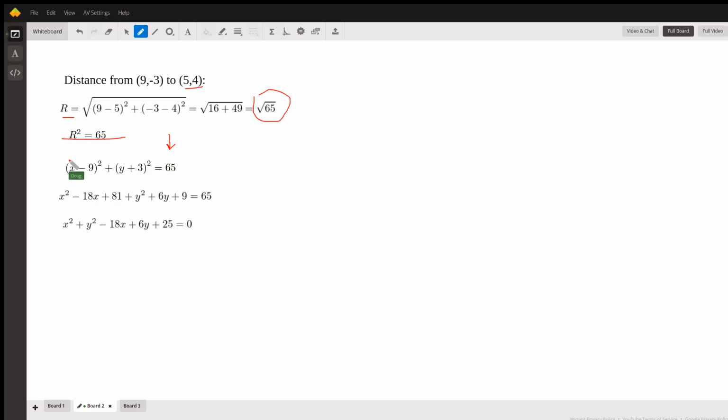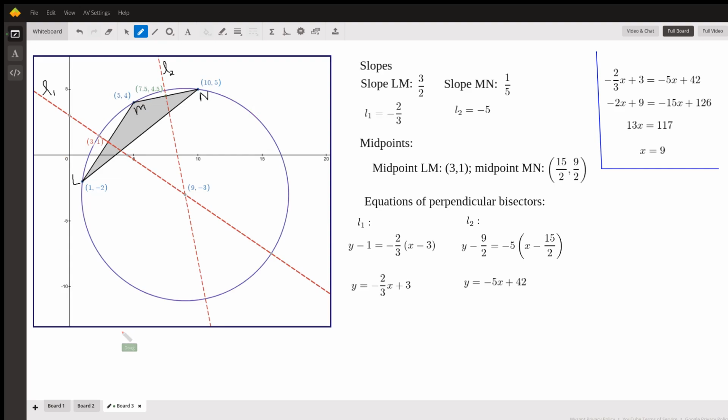So there's the general equation, or the center-radius form, for the equation of the circle. And to get it into standard form, expand the binomials and combine similar terms. That's really just the constants. 90 minus 65 is 25. So there's your answer.